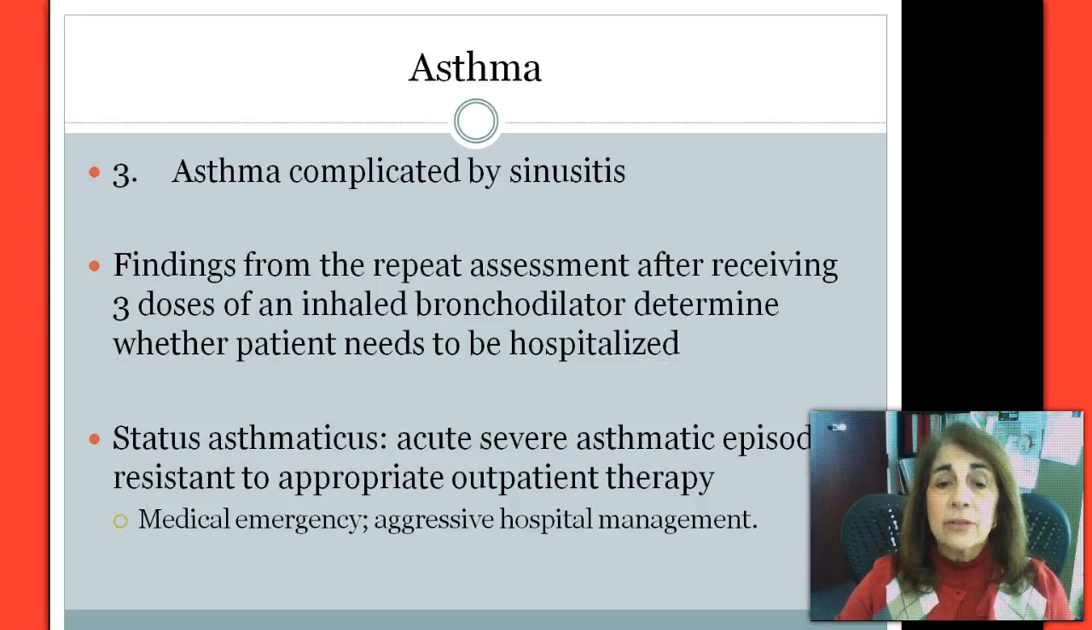Status asthmaticus is an acute severe asthmatic episode resistant to appropriate outpatient therapy, and it is a medical emergency, requiring hospital management. But for asthma complicated by sinusitis, the findings from a repeated assessment after 3 doses of an inhaled bronchodilator determine whether the patient needs to be hospitalized. The other 3 choices require hospitalization.